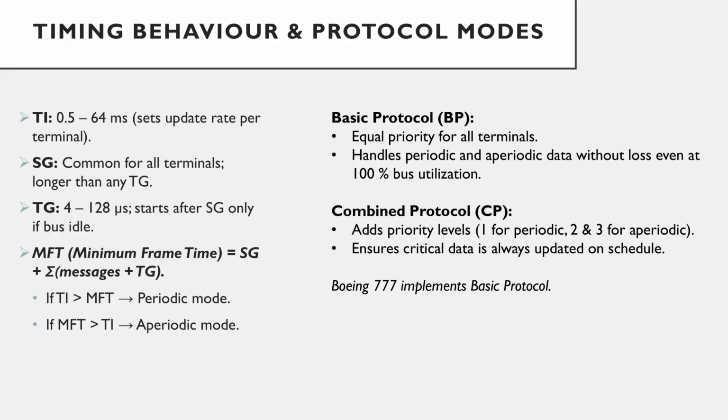The basic protocol treats all terminals equally and supports both periodic and aperiodic messages, even at full bus loading. The combined protocol introduces priority levels to ensure that critical periodic data always transmits first. The Boeing 777 uses the basic protocol for most buses.